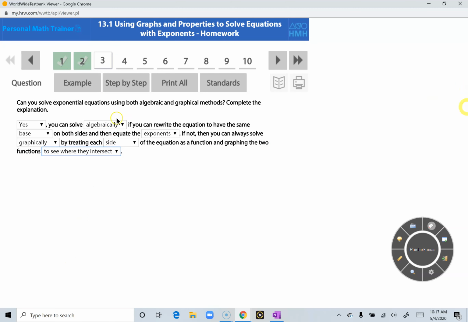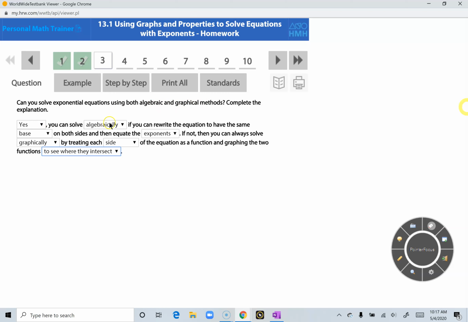This is the most important statement from this video, and in fact I want you to add this to your notes. Just add a single page to your notes, title it 13.1, using graphs and properties to solve equations with exponents, and copy down this statement. Can you solve exponential equations using both algebraic and graphical methods? That would be your essential question.